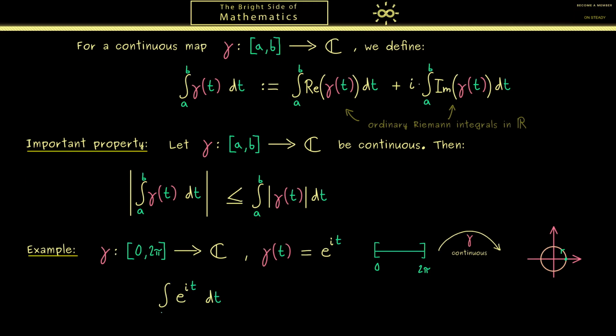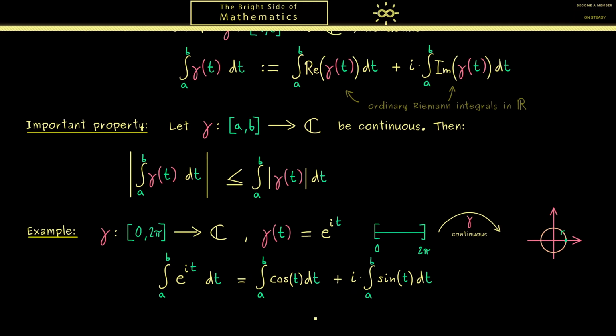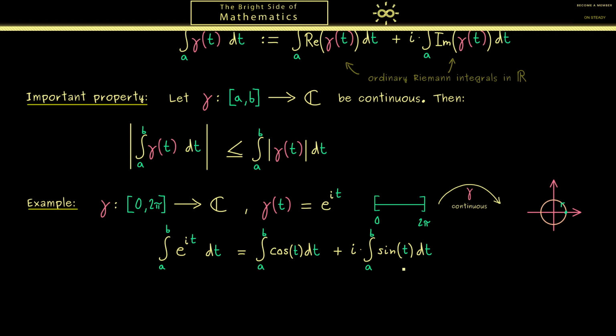In other words, we have the integral of the exponential function of it, and maybe let's do it for arbitrary a and b. Now, by definition, we first have to integrate the real part, which is the cosine of t. And then we have plus i, the integral of the imaginary part of the exponential function of it, which is, as you should know, the sine of t. And then you see, we have two real integrals we can easily calculate, simply because we have the fundamental theorem of calculus and the antiderivatives of the two functions.